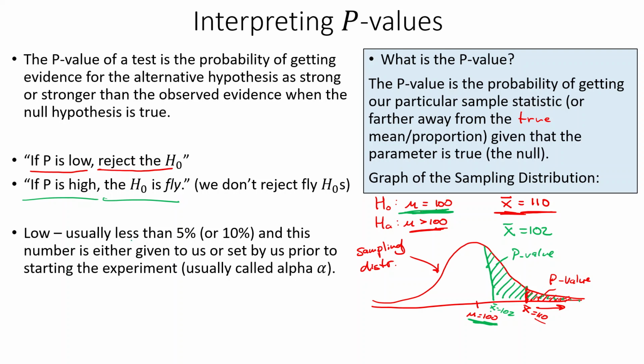All right, so low usually means less than 5% or less than 10%, but this is a number that will be given to us prior to starting the experiment. And we usually call this number alpha. So like we'll say alpha equals 0.05, or alpha equals 0.01, or alpha equals 10%. Like they'll tell you ahead of time. It'll be stated in the question. If it is not stated, then just go with the 5%. 1 in 20 is what 5% is.